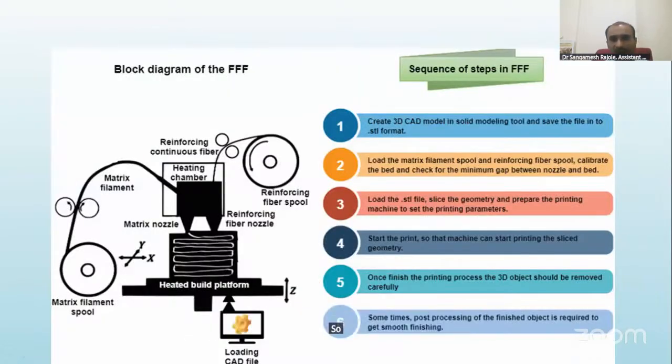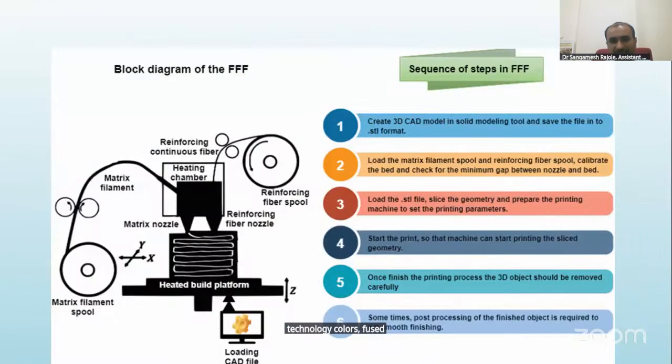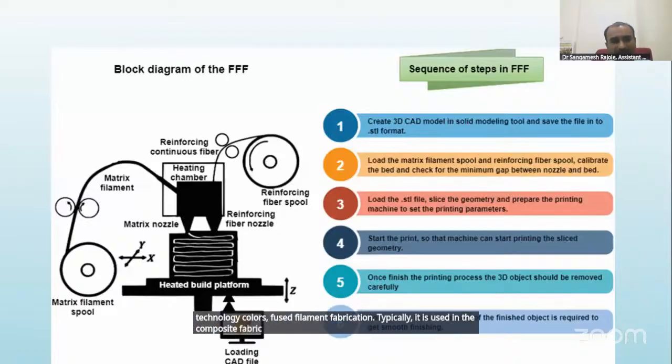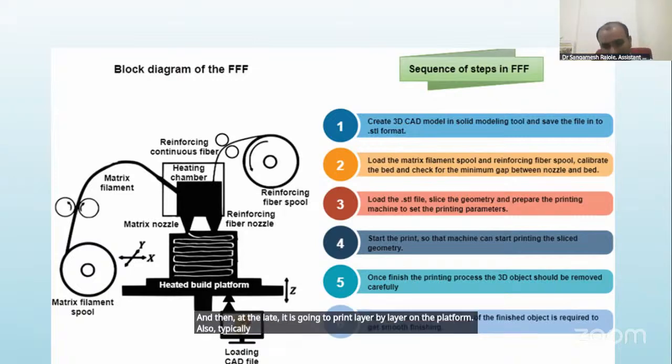So you have another technology called fused filament fabrication. Typically, it is used in composite fabrication, where the matrix filament is there, as well as reinforcing continuous fiber. Both will mix in the chamber, and then it is going to print layer by layer on the platform. Also, typically, it cures.